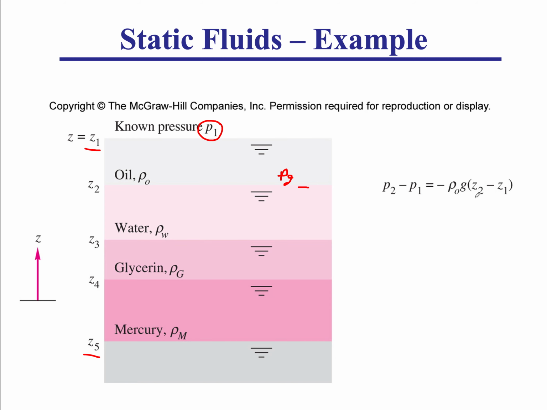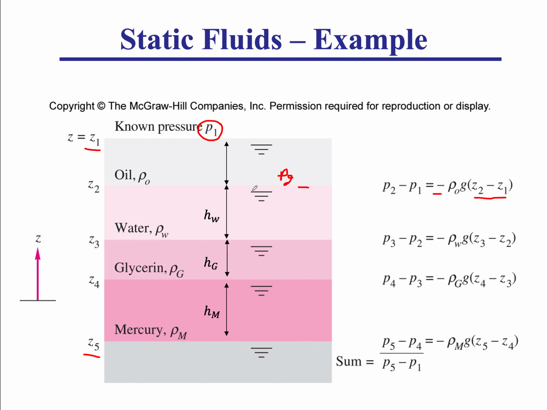Here z2, this number is negative, and that's why you get a positive increase. That's negative and that's negative, so this whole thing is positive. So you keep doing all this, and the easier way of doing it is if you just say, this is the height of the oil, the depth of the oil, depth of water.